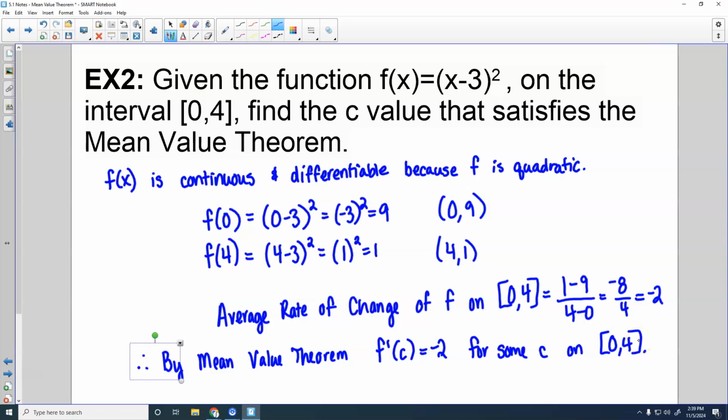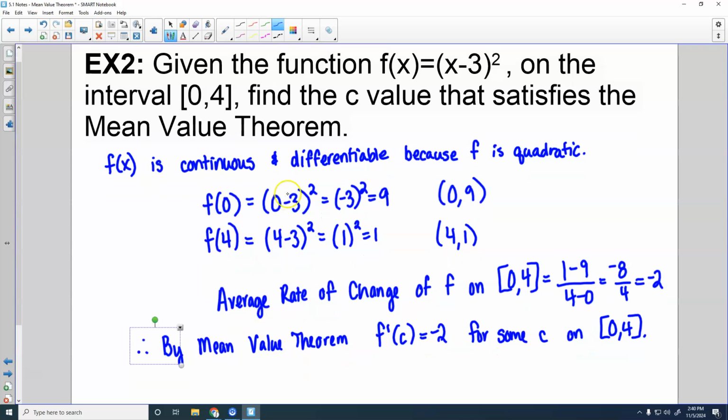Now, I'm not done here because this particular question wants the c. It wants to know what that c is. So the mean value theorem guarantees, here's my endpoint, here's my other endpoint, and average rate of change is the slope between the endpoints. It guarantees that the derivative has to equal negative 2 somewhere on [0, 4]. Now, how are we going to find that value? Would we find the derivative of f of x and set that equal to negative 2?